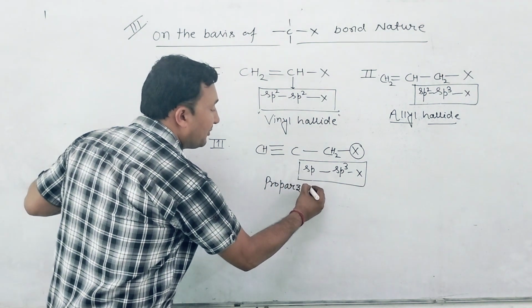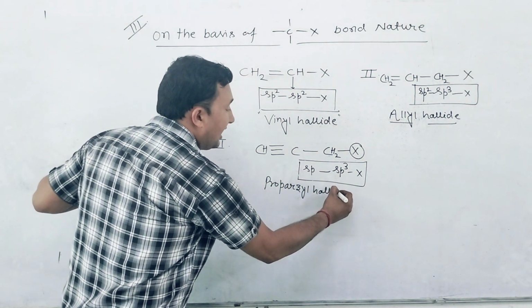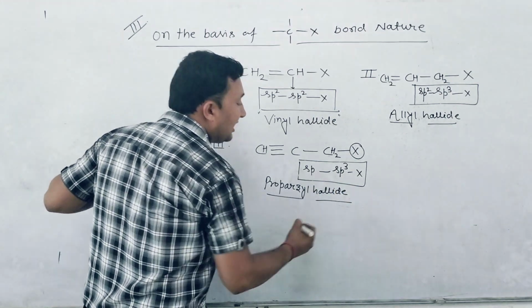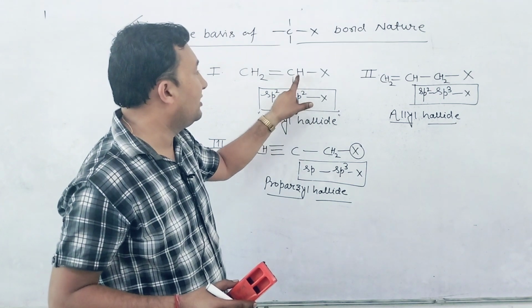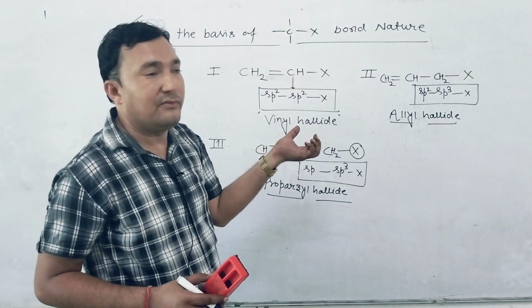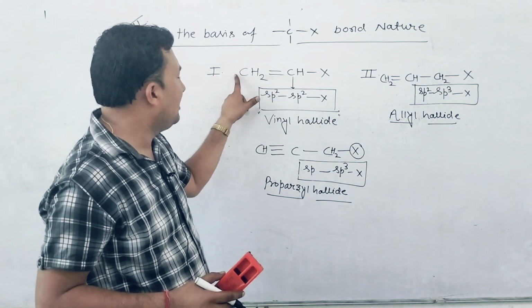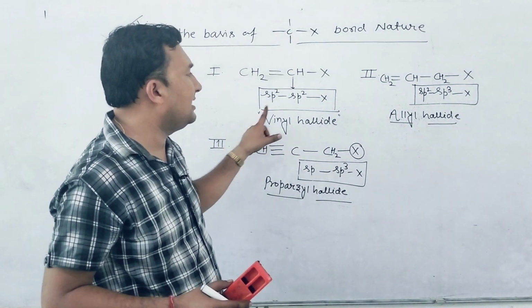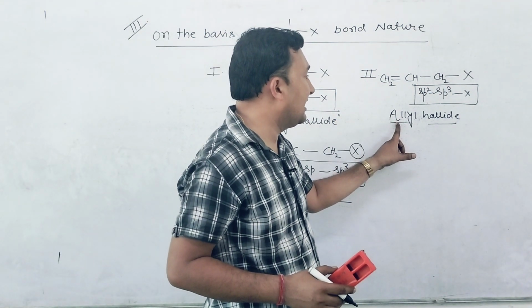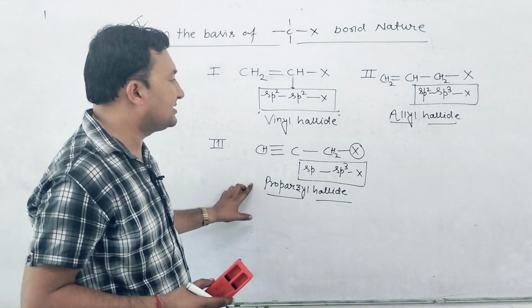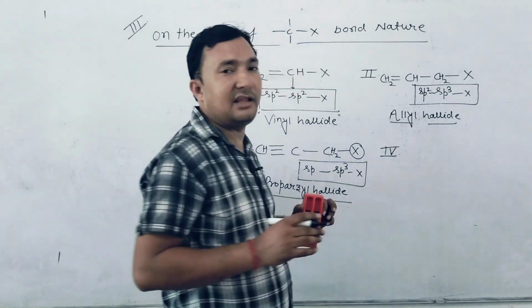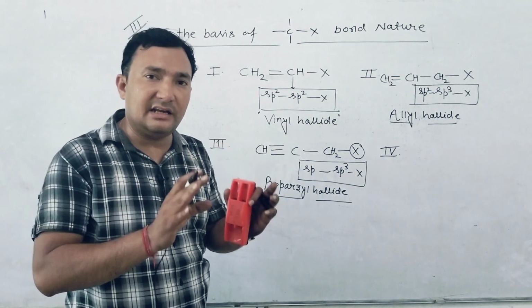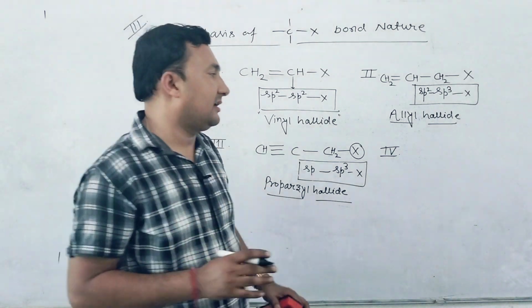Propargyl. So it will be propargyl halide. We are classifying the alkyl halide on the basis of carbon halogen nature. Carbon halogen bond nature is controlled or influenced by neighboring carbon hybridization. We have first category as vinyl halide, second one as allyl halide, third one as propargyl halide, and the fourth category where we have a halogen atom directly attached to an aromatic ring.